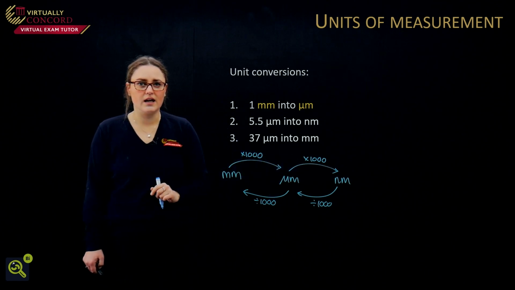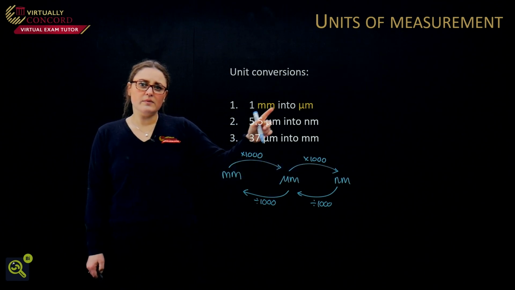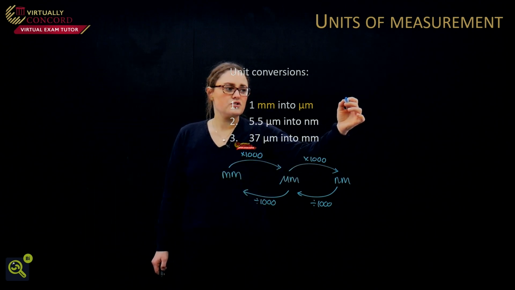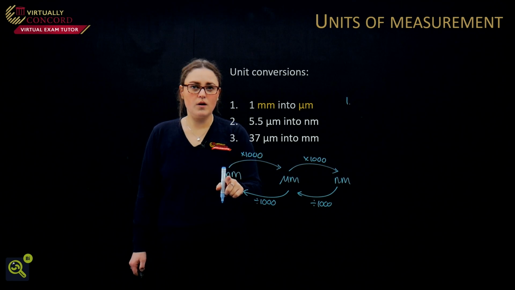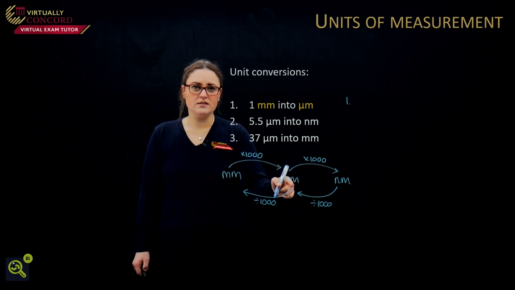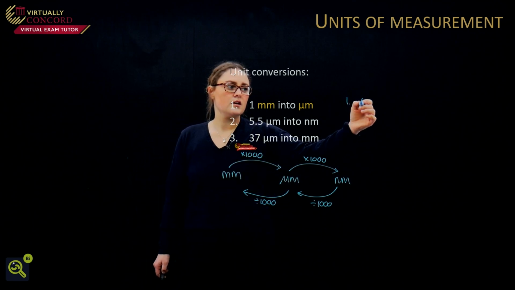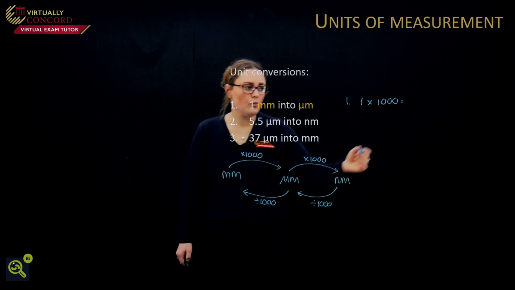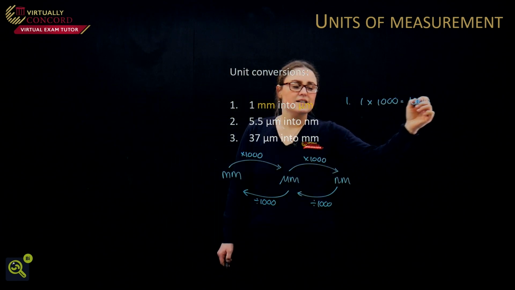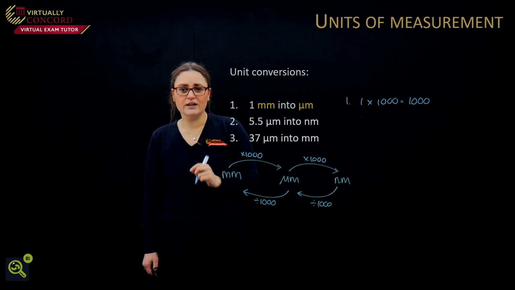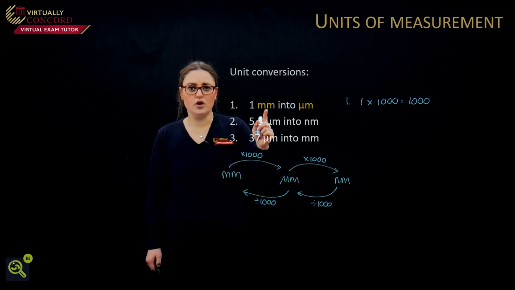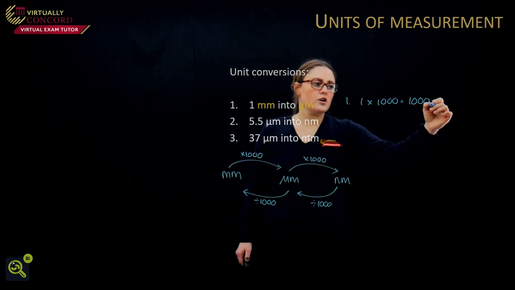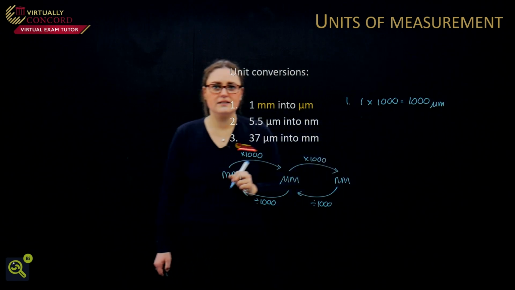Okay, so let's have a look at number 1. We're converting millimeters into micrometers. Okay, so question 1, we are going 1 millimeter to micrometers, so we're timesing by 1,000. So we're doing 1 times 1,000, which gives us 1,000. Now, units are really, really important. So you need to make sure you know which way you're converting. So in this case, we're into micrometers, so we need to add our units.